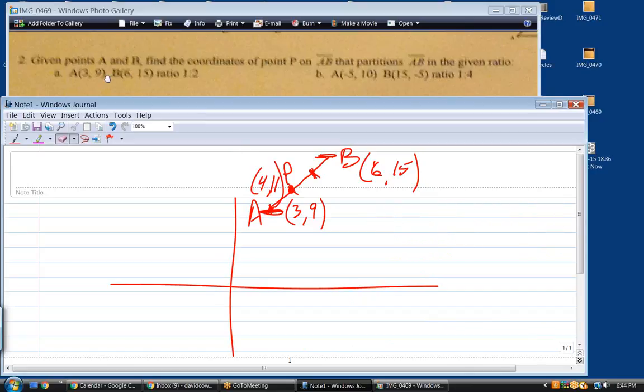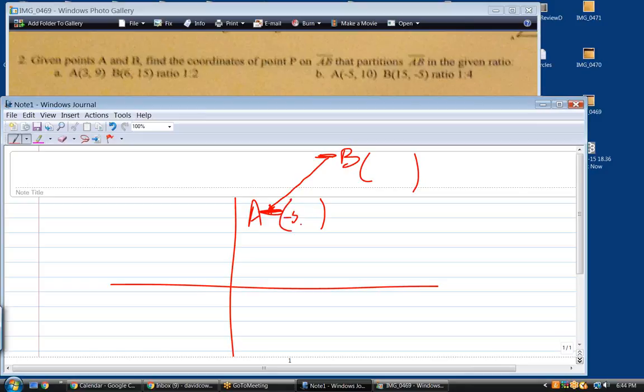So that answers A. Now, if I want a ratio of 1 to 4, how do I have to divide up that line into how many parts? 5. Correct, always one more.